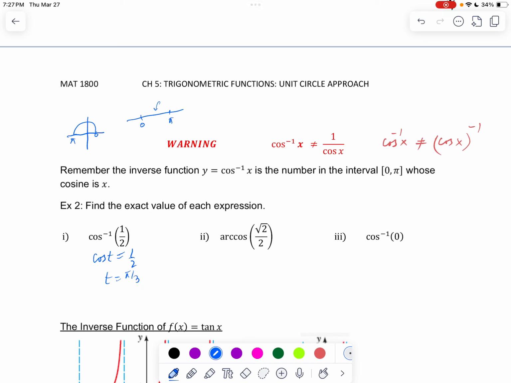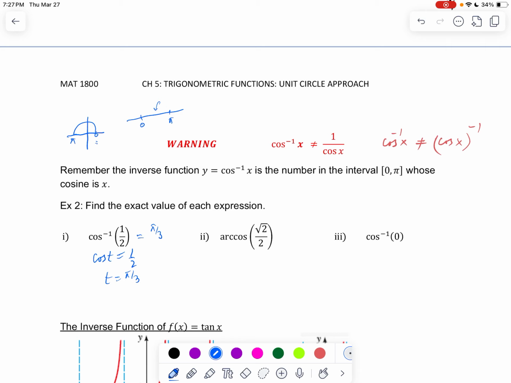Remember, it also happens when t is 5 pi over 3, which means t is in the fourth quadrant. But we are not looking there this time with the cosine. The fourth quadrant is not included in the range. So we have t is equal to pi over 3, or cosine inverse of 1/2 is equal to pi over 3.